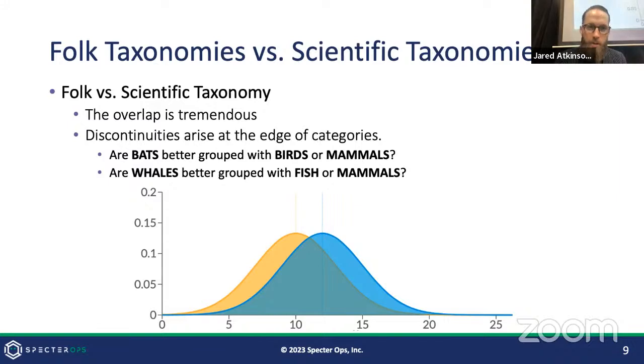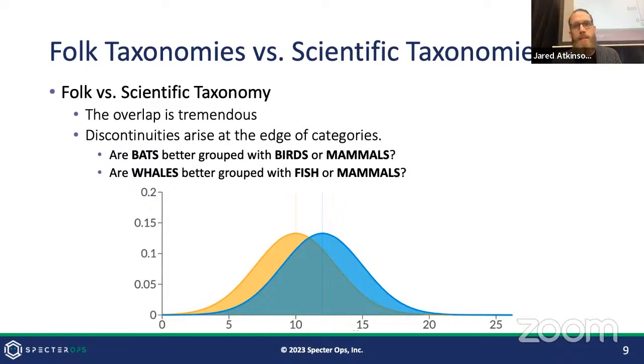And similar thing for whales, right? You might say that a whale is more similar to a fish than a mammal, but whales are also mammals, right? And so what you find is that the overlap between folk taxonomies and scientific taxonomies is actually quite large. But the problem is that on the edges is where you start to get divergence, right? And so that's an interesting thing.